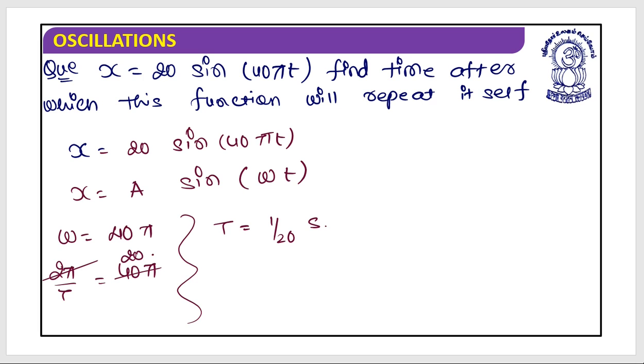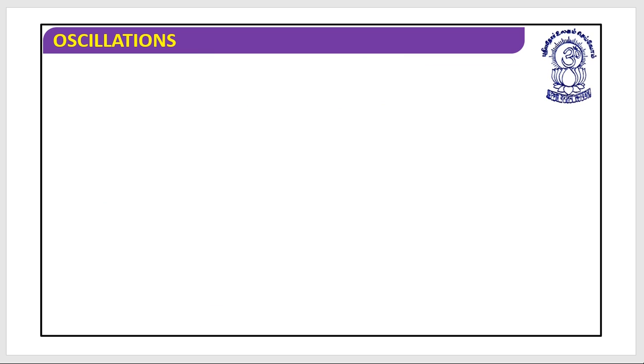So not only after 1 by 20 seconds, but also after 2 by 20, then 3 by 20, then 4 by 20, and onwards. After all this time, after 1 by 20th of a second, this function is going to repeat itself. I hope this is clear. Do you understand what time period means? Great. Let's work on the next question.